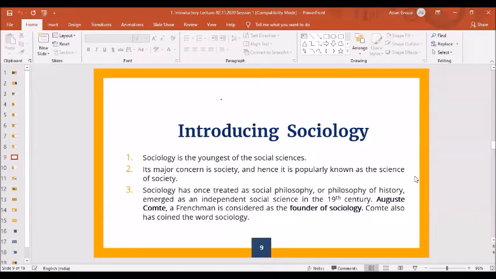So what is sociology? Sociology is a discipline which deals with society, or studies society in a systematic and scientific manner. So we consider sociology as a science also, the science of society. That is very interesting. We will discuss also how sociology is a science of society, because in sociology there are different methodologies.